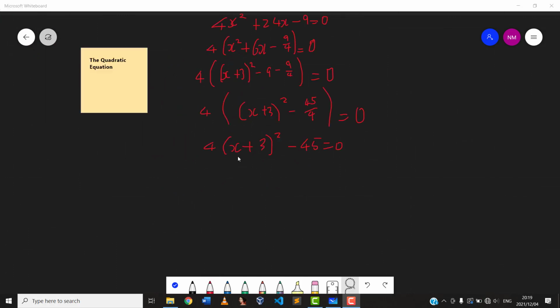So this is the equation that we completed the square on last time. Let's just try and solve for x from it. So we would just put the 45 on this side and then divide by 4. So let's say x plus 3 squared equals 45 over 4. And then you take the square root of that.